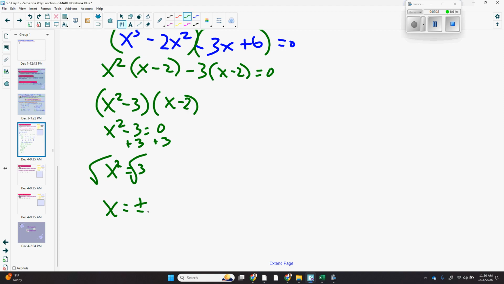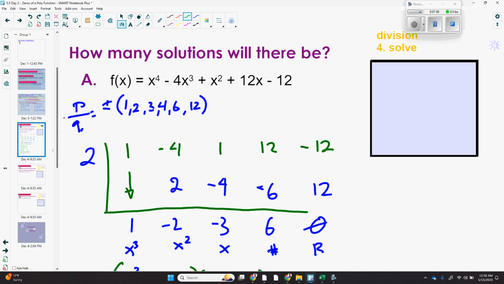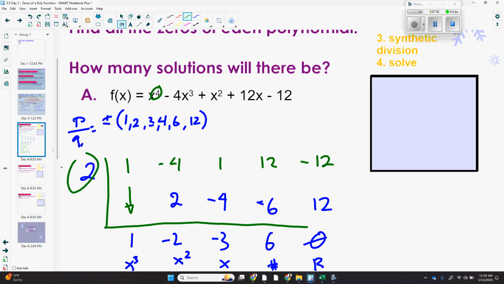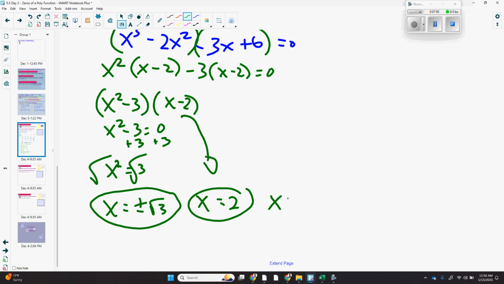So my 2 solutions are plus or minus the square root of 3. That's 2 solutions. The other solution I can say is x equals 2 if I were to add that over. But remember, I need 4 because this is a degree 4 polynomial. And the 2 from the front that I was able to divide by is my 4th one.